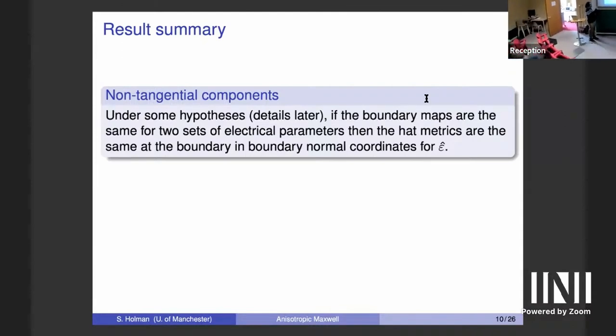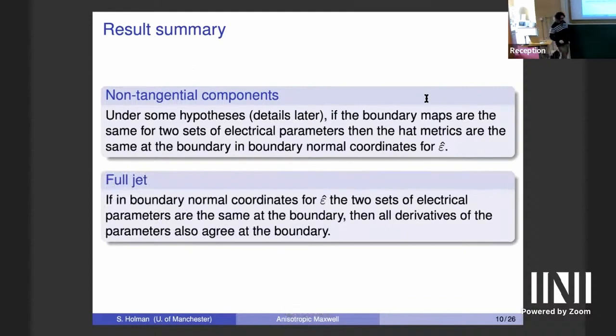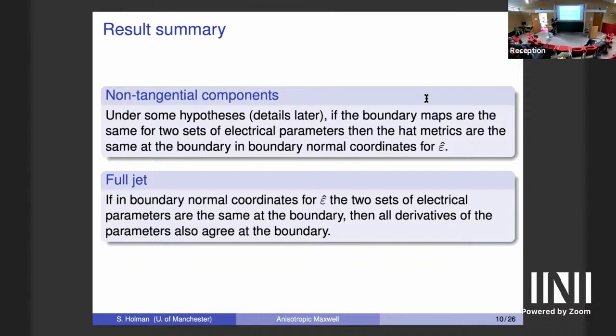And then for the non-tangential components, ideally you would say you can go on and determine the normal component of these boundary maps in some specific coordinates. But actually, I have to add a few additional hypotheses. The strategy is to try to determine the principal symbols of the operators, lambda epsilon mu, and from that determine the parameters, but there are some additional hypotheses required to do that. And then you can also ask whether you can determine all the derivatives of epsilon and mu at the boundary. That's called the full jet.